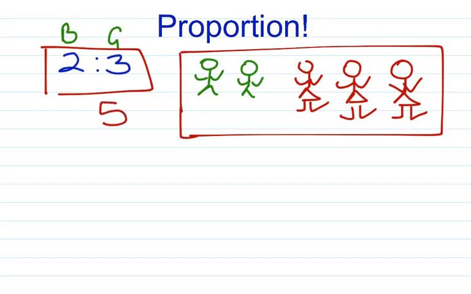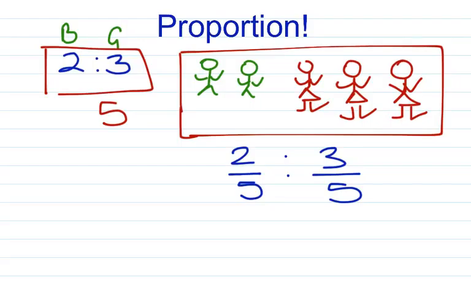Now if I ask you what fraction of the amount of children are boys, you're going to look at the 2 boys and say, there are 2 boys out of 5 children altogether. And if I asked you the same about the girls, you're going to say that there are 3 girls out of 5 children altogether. What you have just made is a proportion of the amount of children that are there. So this 2/5 represents 2/5 of the children being boys, and 3/5 of them being girls.